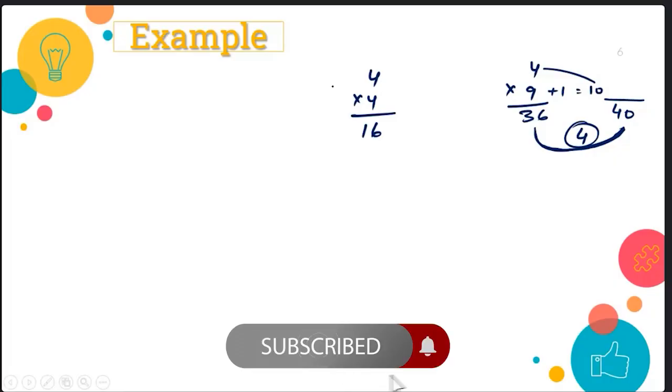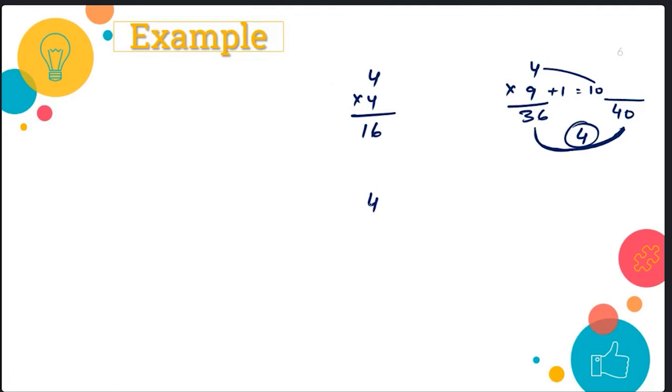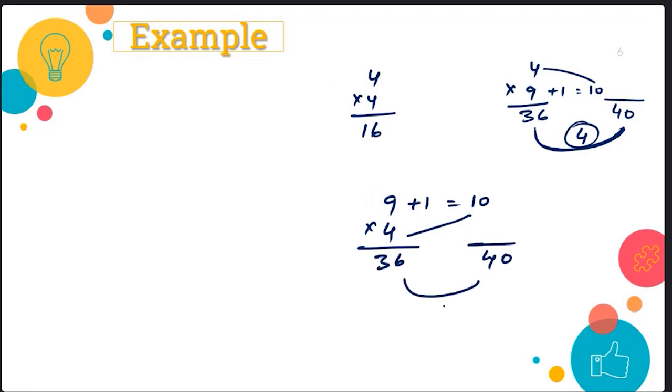Now, if you reverse the value, then you will have to reverse the negative value as well. Suppose the number is 9 and multiplying with 4. So here what you can do, you add plus 1 here. So this will become 10. And 10 into 4 is what? 40. And here also 36. Same. Difference is what? Again 4.